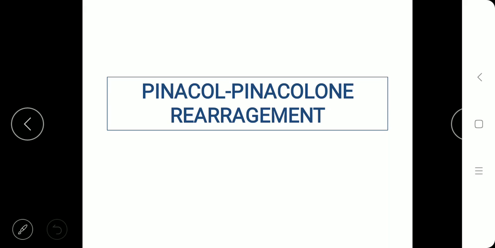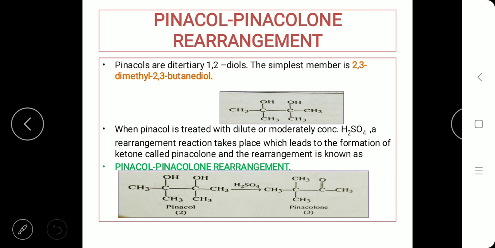Hi students, today we will learn about the second rearrangement, that is the pinacol-pinacolone rearrangement. Pinacols are ditertiary 1,2 diols. The simplest member is 2,3-dimethyl-2,3-butanediol, which is here in the diagram. The structure is given here.